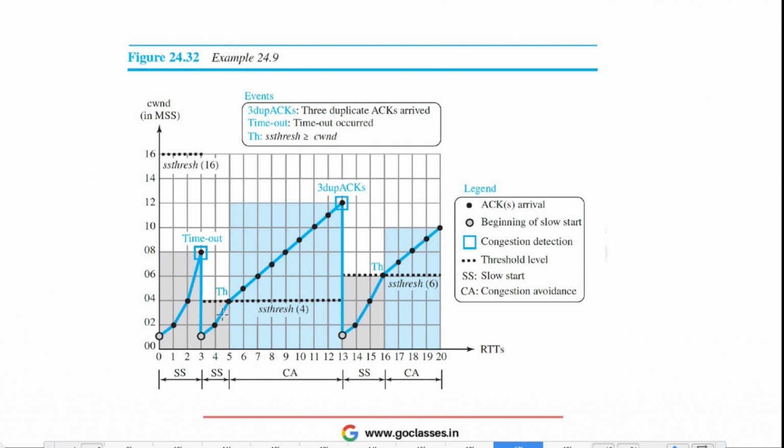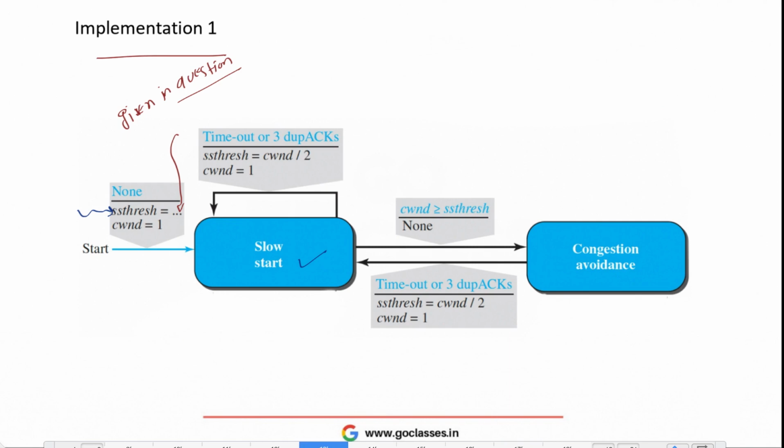Why? Because it has reached the threshold, so it increases linearly. After the 3 duplicate ACKs or the timeout, it will again enter into the slow start phase. Then it will increase exponentially, and once the threshold is reached, it will increase linearly. This is what happens in this particular implementation. This is one version of TCP. This is implementation 1. Now let's look at the other implementation.